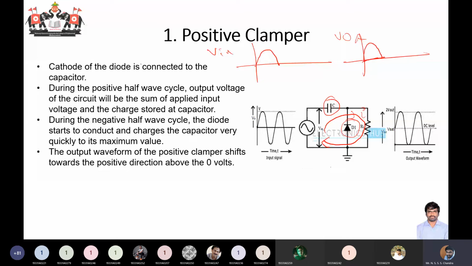And for the negative half cycle, I'll take the eraser and I'll redraw the circuit.